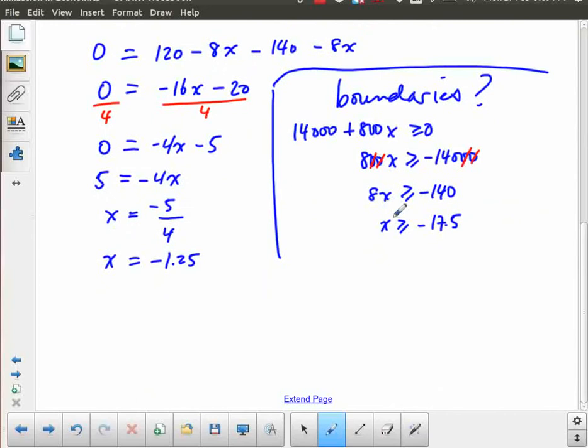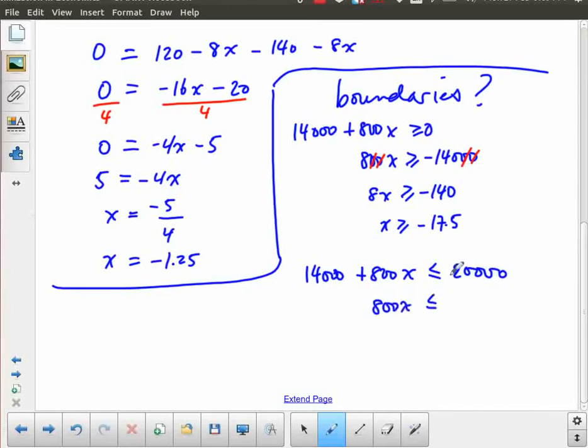Now, as far as the number of people in the arena, we also know that 14,000 plus 800x, it tells us in the question the arena only seats 20,000. So that must be less than or equal to 20,000. That's our maximum crowd size. 800x is less than or equal to, so that works out to be 6,000. And when I divide that through, first of all, I divide by 100, and I end up with x is less than or equal to, and this one works out to be 7.5. So that's what I got from the arena.